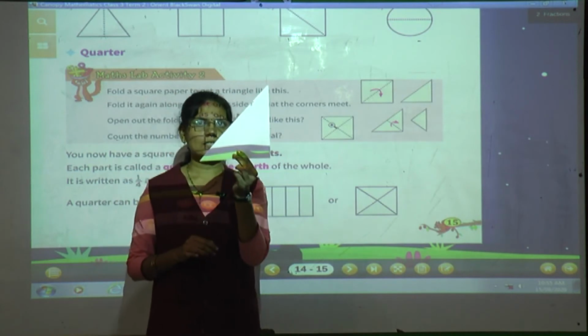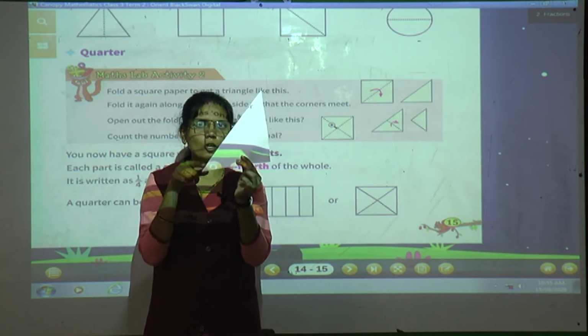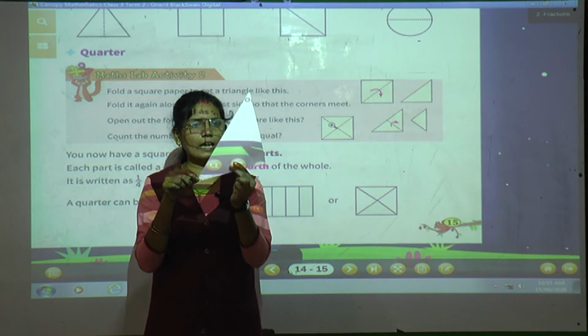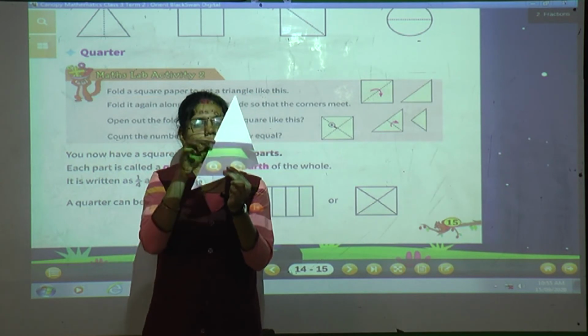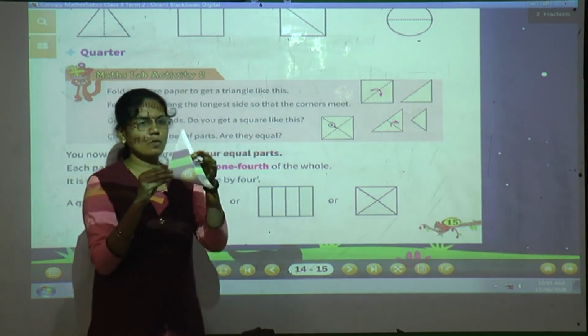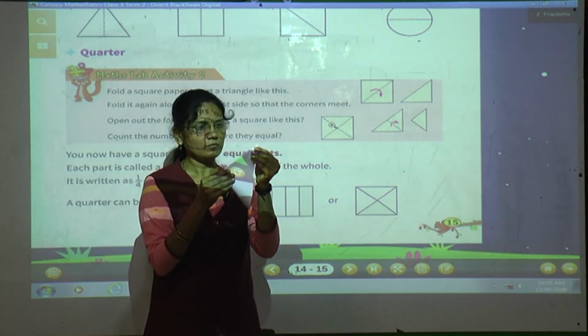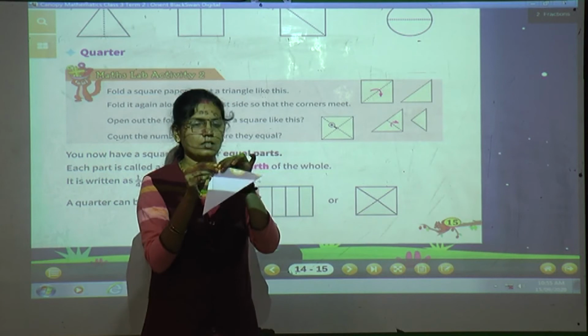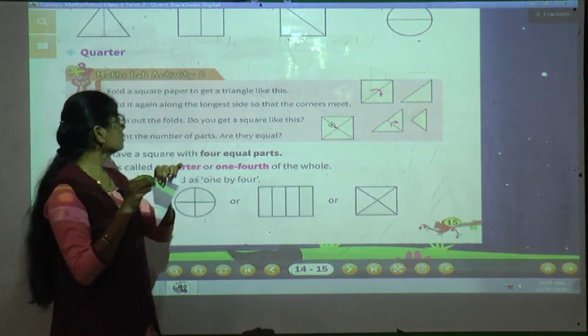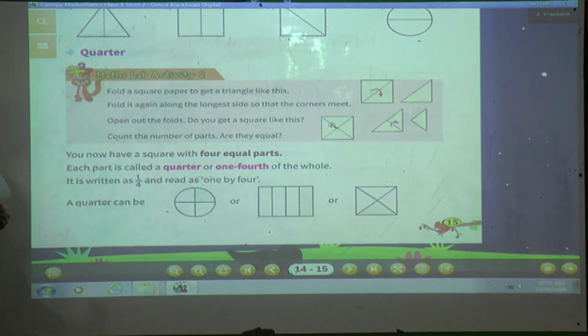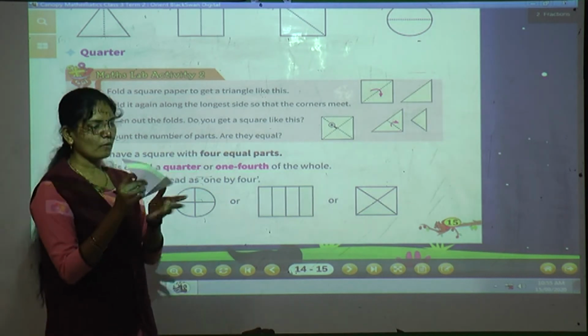Which one is the longest side? Yes, this is the longest side. So again we have to fold this triangle from the longest side. So let us fold this triangle from the longest side in this way. Okay, then open out the folds. Now we'll open these folds.